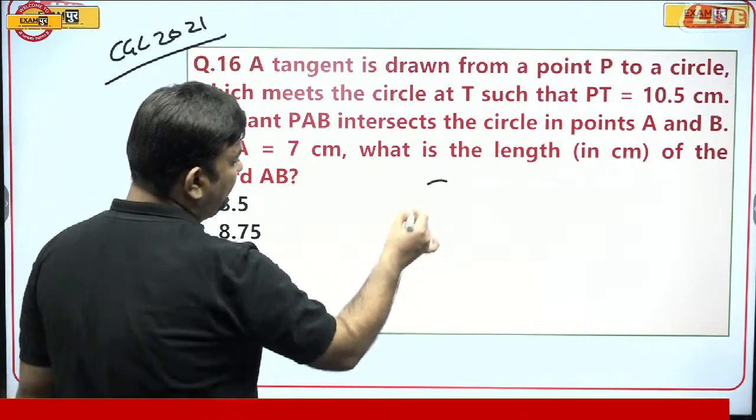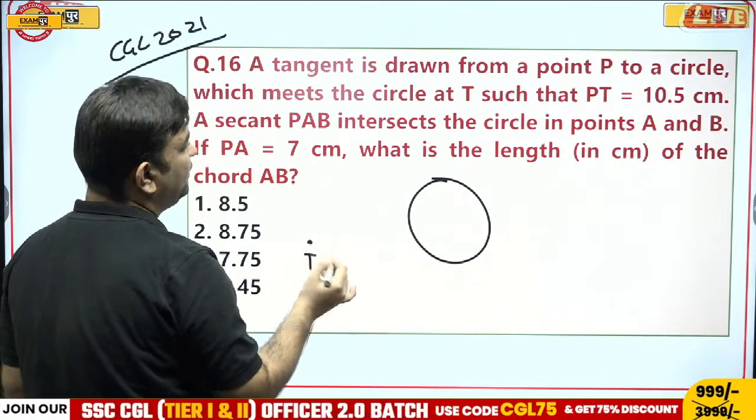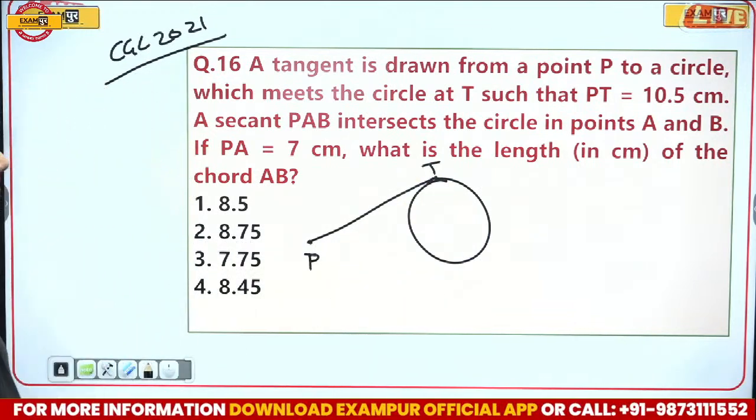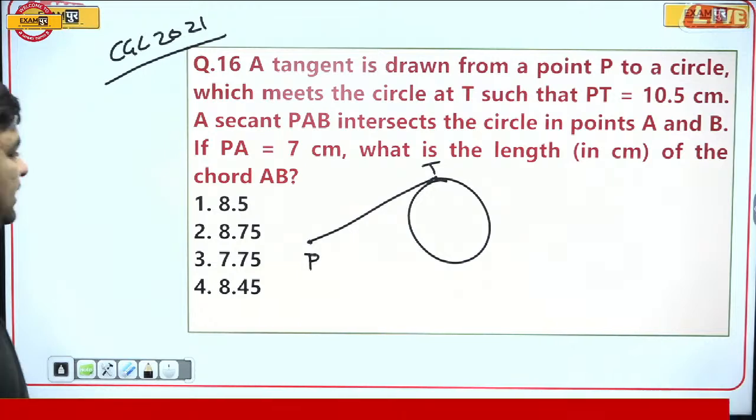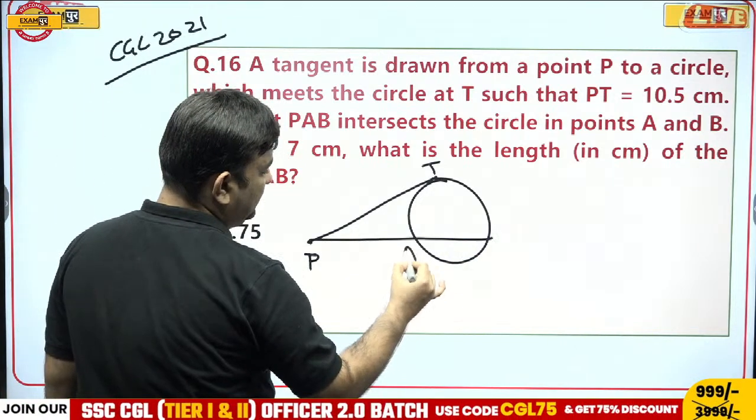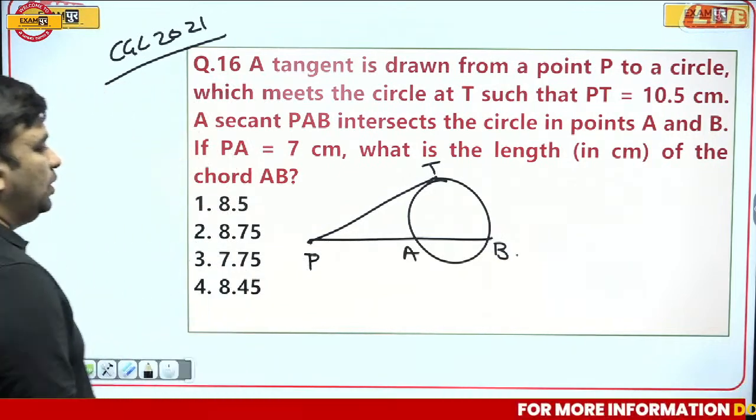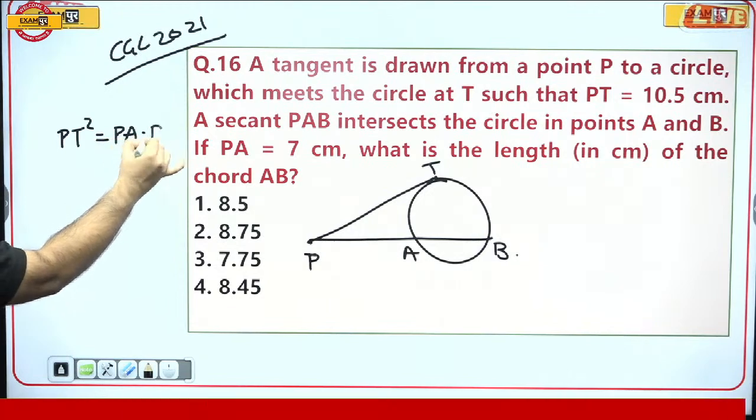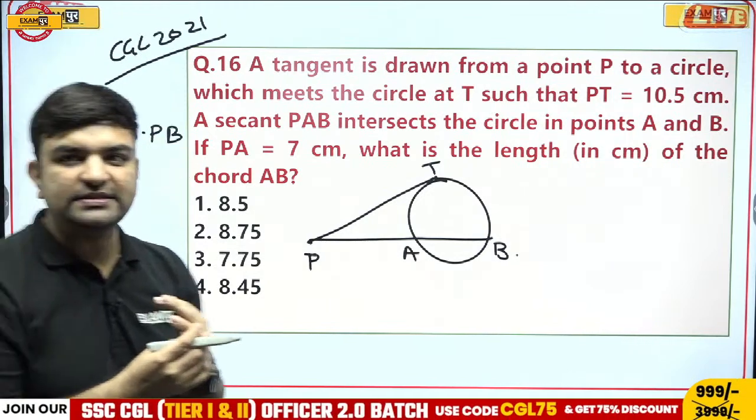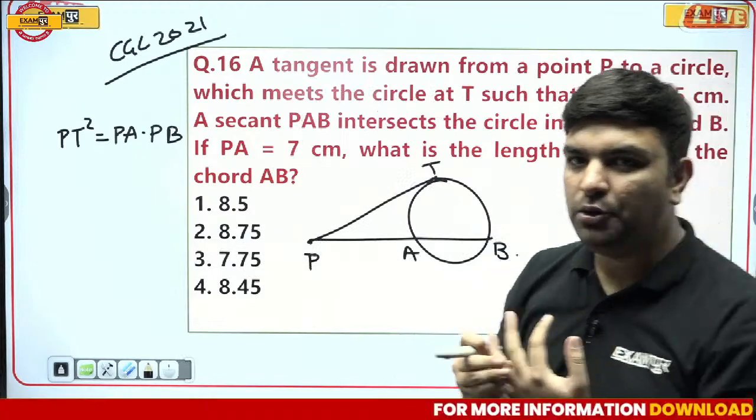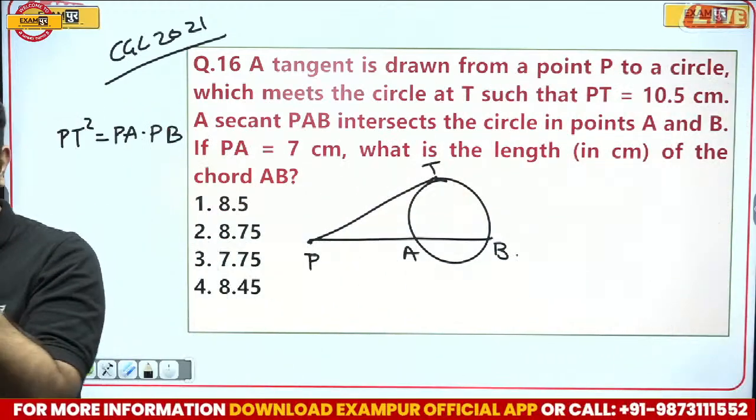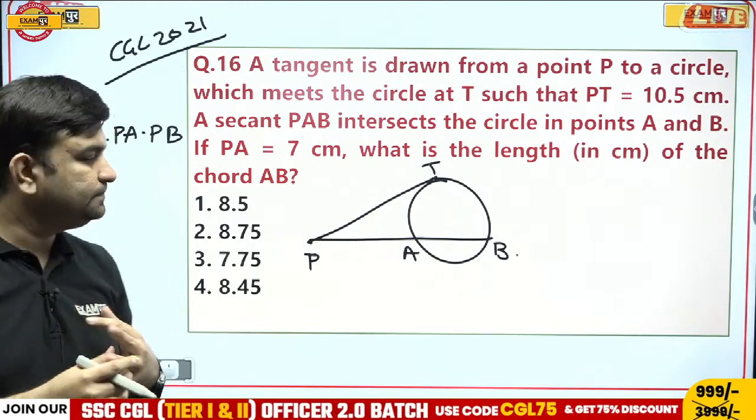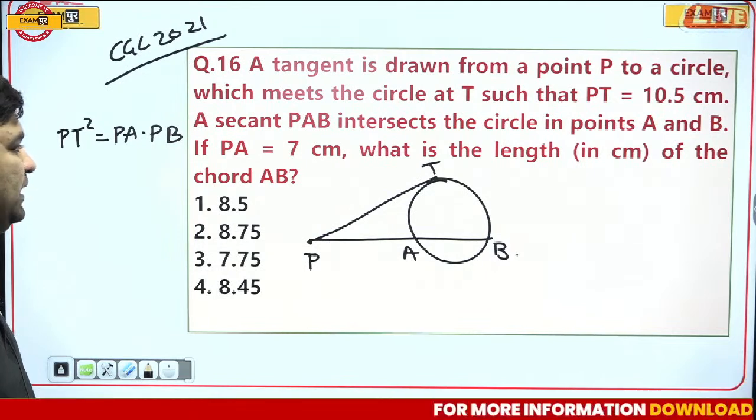A tangent is drawn from external point P to the point T. PT is a tangent. There is a second line, PAB. What is the relation? If one is a tangent and another is a secant, PT square is equal to PA into PB.